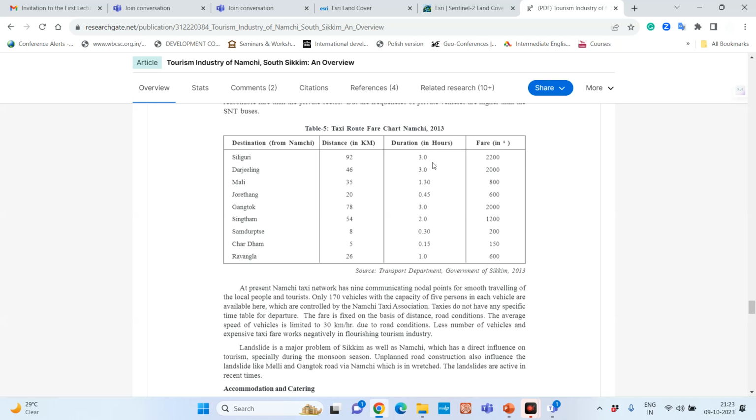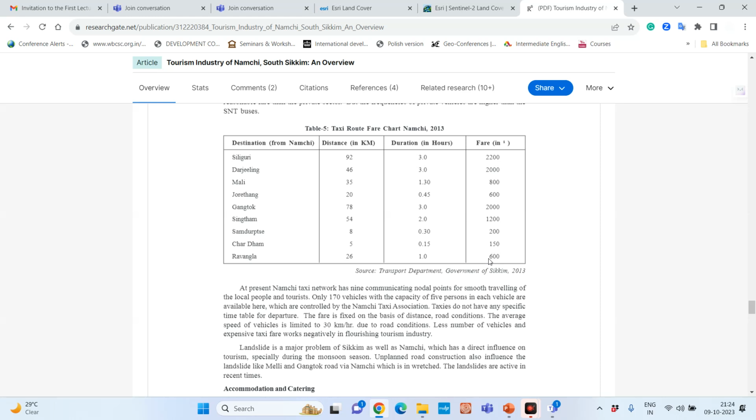So you need to use your GIS technology or knowledge to prepare such kind of paper, or in practical business. If you know the distance, you can calculate the fare. Suppose somebody you want to pick from Darjeeling or Ravangla, you know that the distance is 1 kilometer, so you need 600 rupees, and according to that you can make a chart.